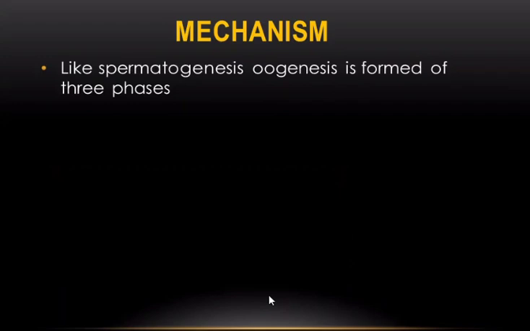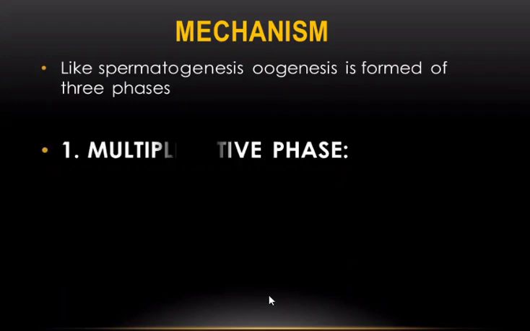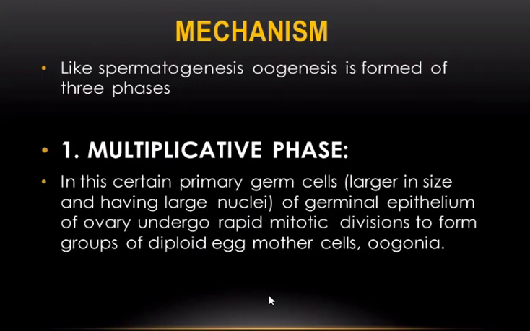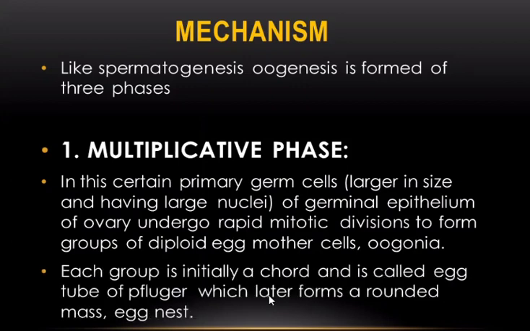Now we'll discuss the mechanism of oogenesis. Like spermatogenesis, oogenesis is formed of three phases. The first one is the multiplicative phase. In this, certain primary germ cells of the germinal epithelium of the ovary undergo rapid mitotic divisions to form groups of diploid egg mother cells, oogonia. Each group is initially a cord called a tube of Pflüger, which later forms a rounded mass, the egg nest.